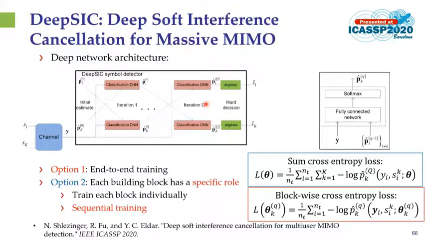Alternatively, we could also build upon our prior knowledge of the purpose of each one of those building blocks, and we can train each one sequentially using the block-wise cross-entropy loss. Here, we're using the same training set to adapt each one of those building blocks separately. Namely, this training set is used to adapt a much smaller number of parameters, implying that the overall receiver can be trained using a smaller number of training data.